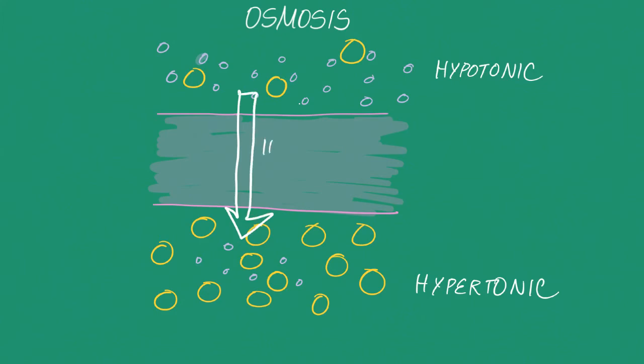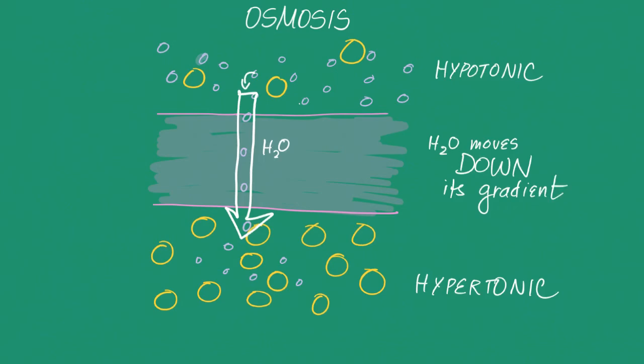So osmosis is the movement of water from a region of high concentration to low concentration across a semipermeable membrane, which is the phospholipid bilayer. So we say that water moves down its gradient, and the easiest way to remember osmosis, or the most practical way to remember osmosis, is that water follows the salt.